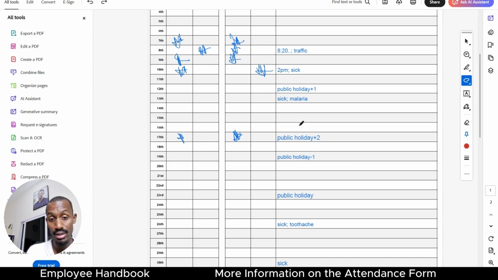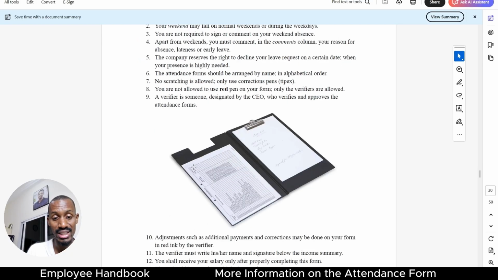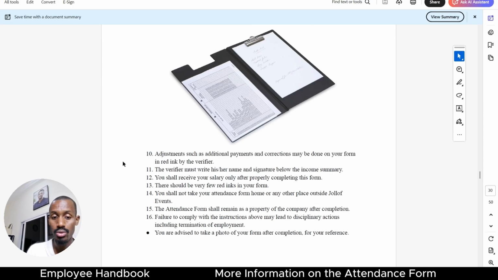Even the verifiers, remember, have their own attendance form as well. On their own form, they will use their blue pen, and somebody verifying them will use red pen. All right, I hope this point is clear. So a verifier is someone designated by the CEO who verifies or approves the attendance forms. Adjustments such as additional payments or corrections may be done on your form in red ink by the verifier. Exactly. So this is very important to note as well.